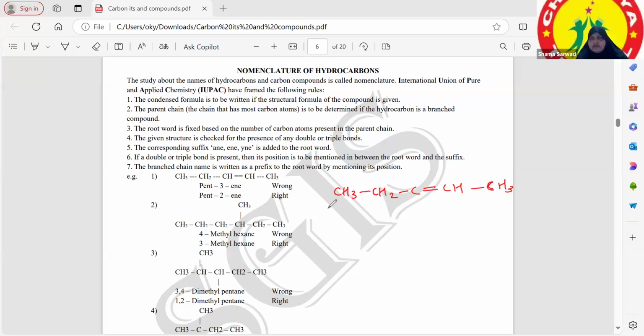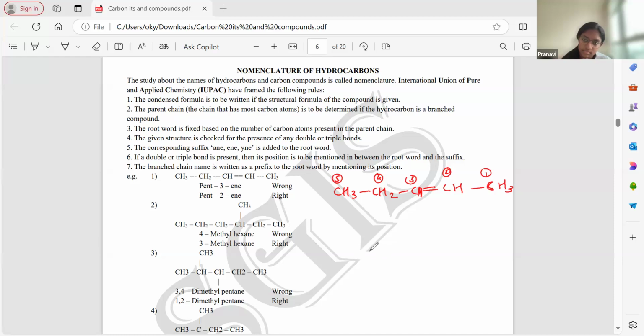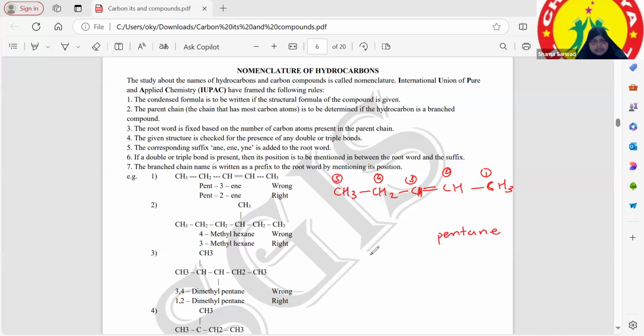As per our rule, first of all we have to write the numbers, and we have to start the numbering from the end where the double bond is nearby. From the right: first, second, third, fourth, and fifth. So this will be the parent, and its parent is pentane. But ma'am, here it's pentene, because there's a double bond present.